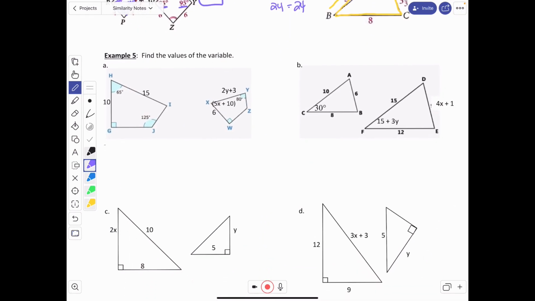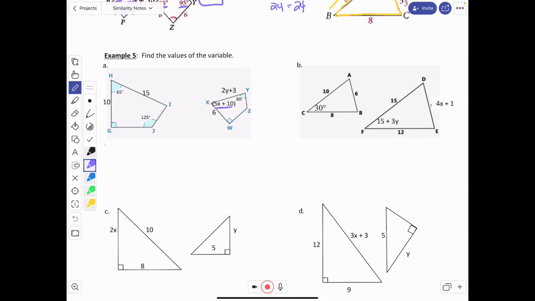Okay, so we're going to find the values of the variable. And so kind of what we have to do here is we have to turn our shapes around and find like corresponding sides and make sure that you're matching up the appropriate sides. So if we know what our angles are, so this right here, this is an angle. So let's find our angles first, okay?